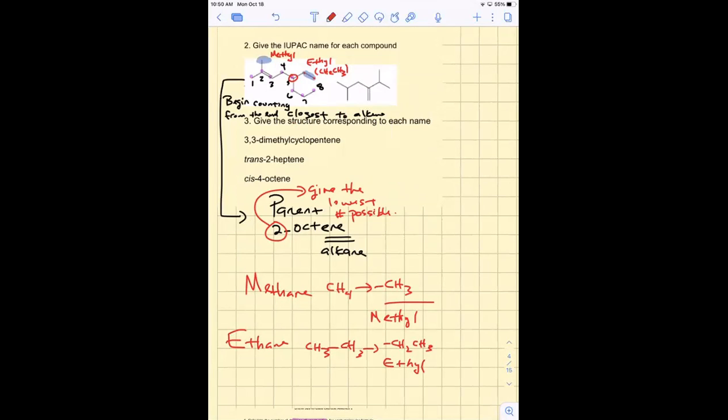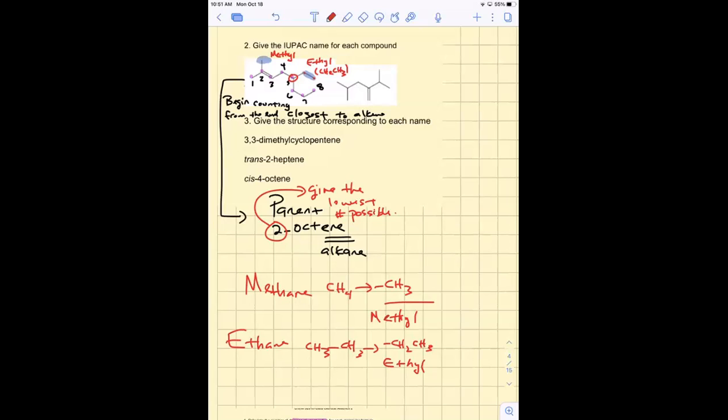So all of your substituents, your alkyl substituents, are going to be based on whatever their name is as an alkane. So if it's ethane, it's going to be ethyl. If it's propane, which is 3 carbons, if it's a substituent, it'll be propyl. If it's butane, if it's a substituent, it'll be butyl, so on and so forth.